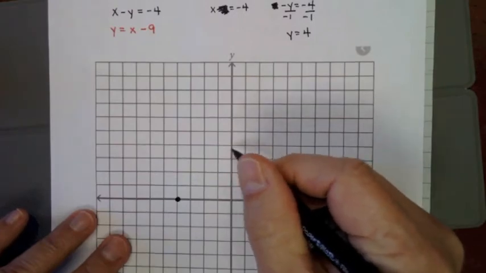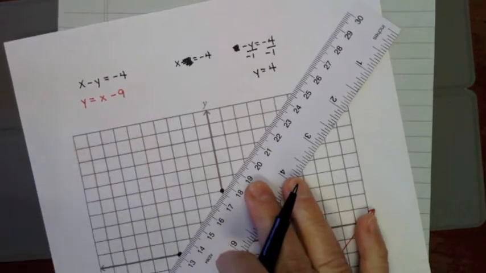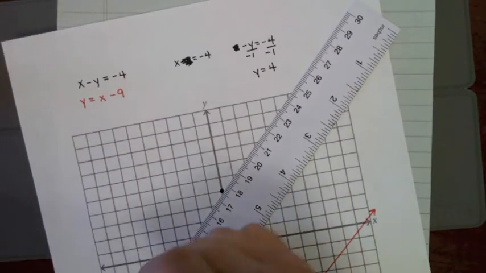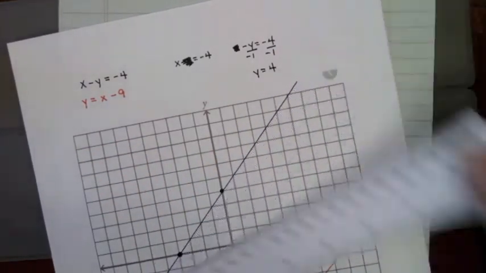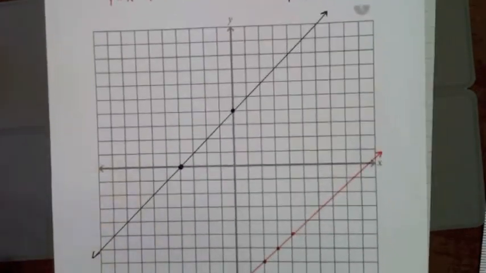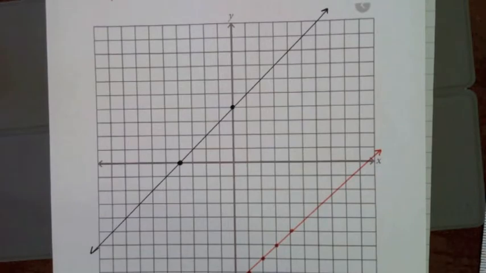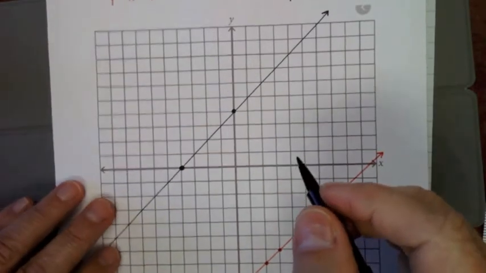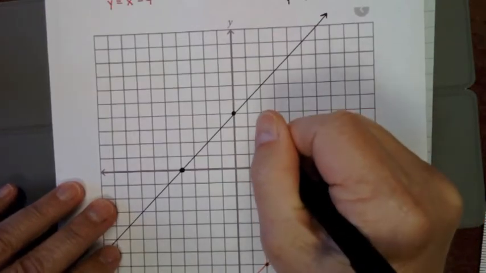1, 2, 3, 4 on the y-axis. I graph this line, and let's look and see what happens with this one. Looking at this, these two lines intersect. And what do we call two lines that don't intersect? Two lines that don't intersect are parallel.